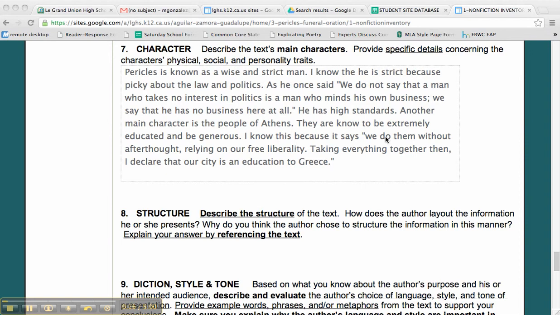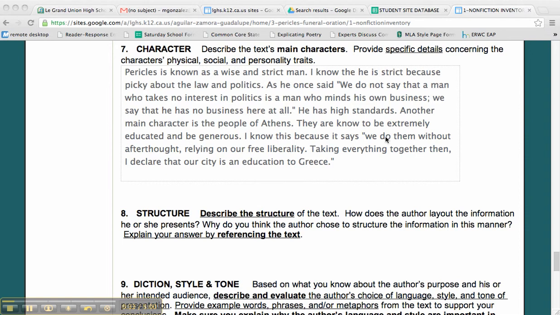I'm going to begin by reading the question itself, and then I'll describe what I'm asking you to do. Structure. Describe the structure of the text. How does the author lay out the information he or she presents? Why do you think the author chose to structure the information in this manner? Explain your answer by referencing the text.